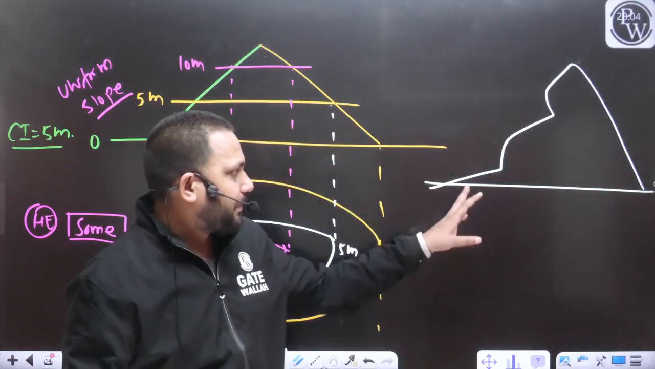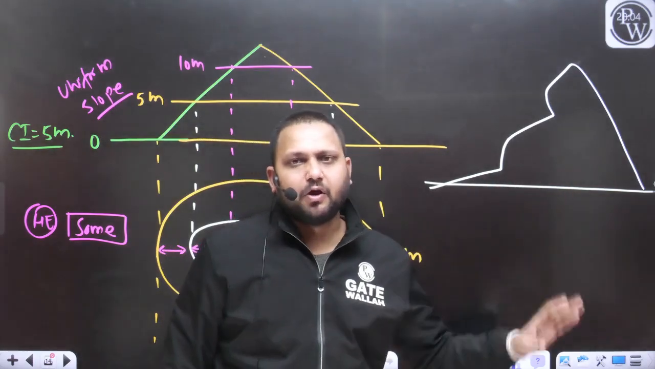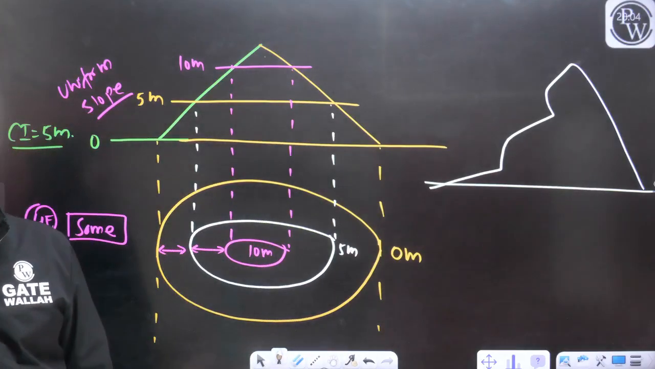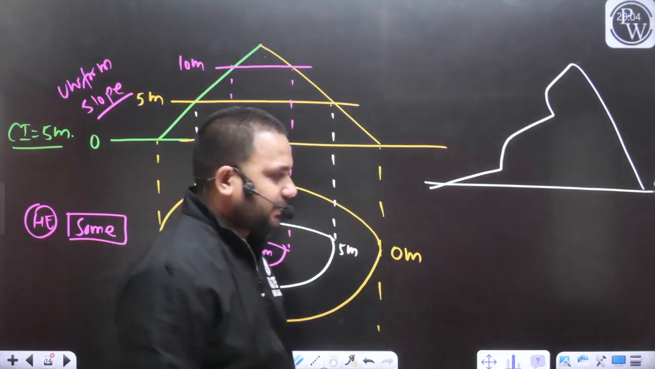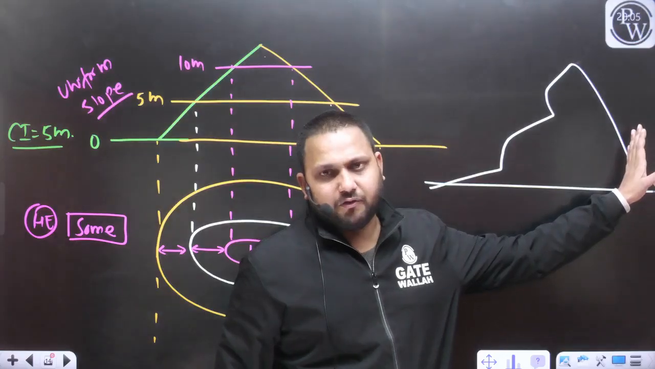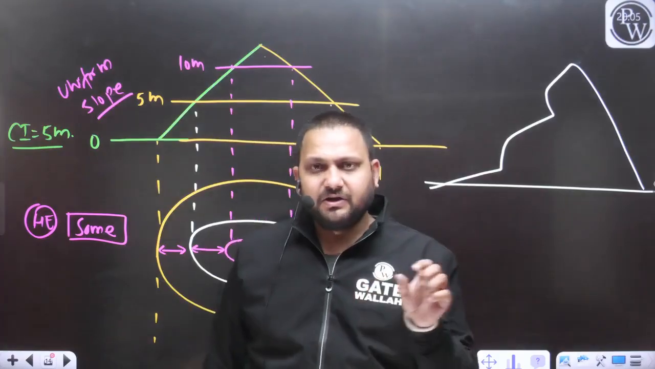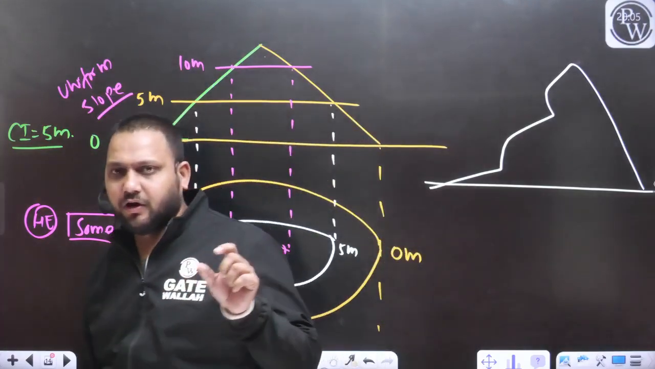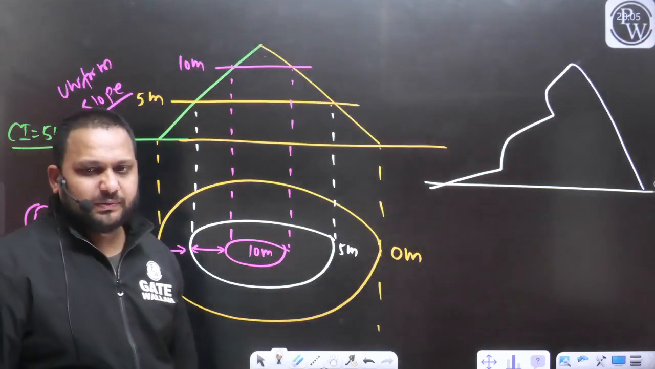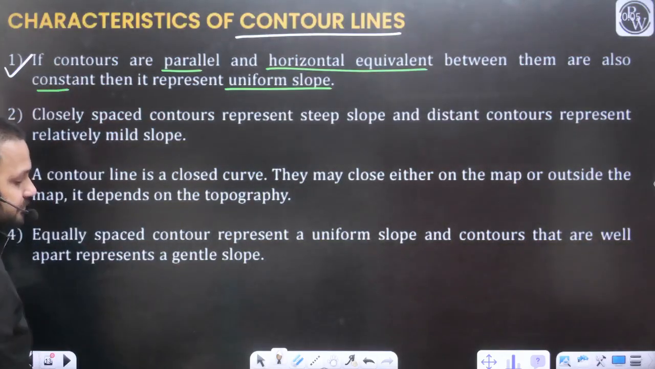Ground may have any slope. So if you prepare the contour map, undoubtedly you can say, sir, here we will not get contour lines that are parallel and have constant horizontal equivalence. For this portion you will get lines that are parallel and the horizontal equivalence will be the same. But for this portion you will get lines that are not parallel to each other and the horizontal equivalence will also not be the same.